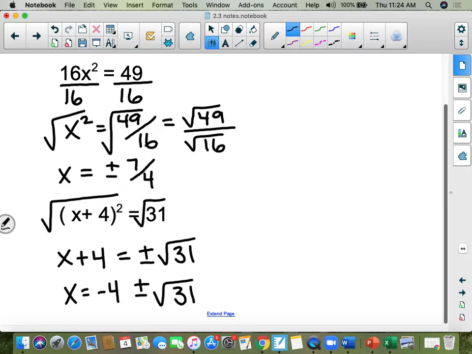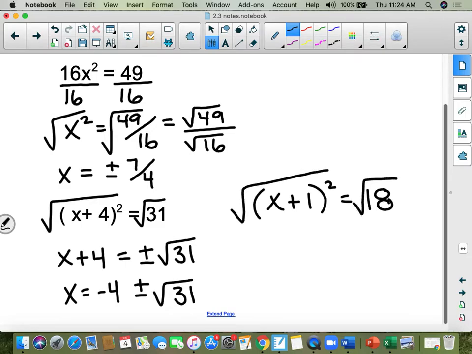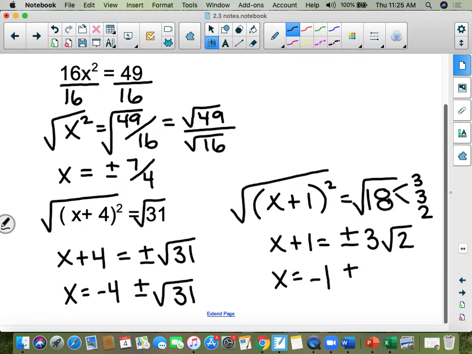I'll just do another one. Let's say it's x plus 1 raised to the second equals 18. All I'm going to do is square root both sides. The square root of x plus 1 squared is x plus 1. Don't forget the plus or minus sign because you need two answers to your problem. 18 is made up of a 3 and a 2. That reduces to 3 root 2. x is equal to a negative 1 plus or minus 3 root 2. So that's the second way to solve a quadratic equation, by square rooting both sides of your problem.